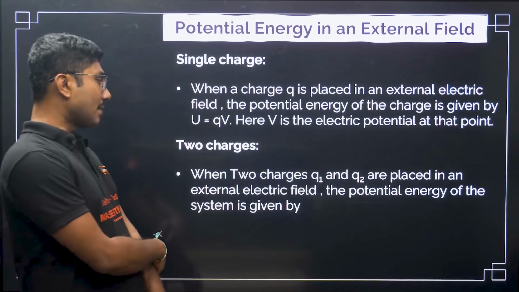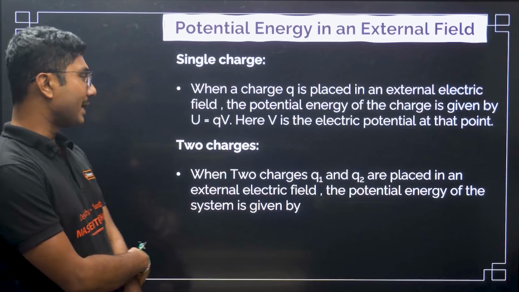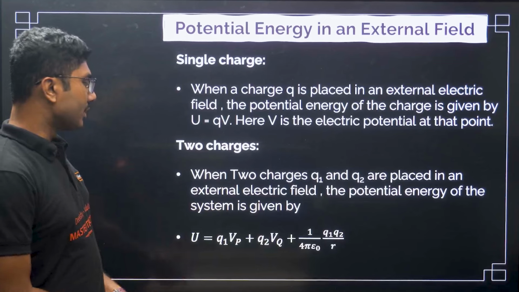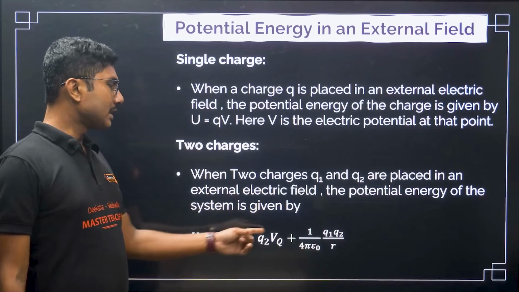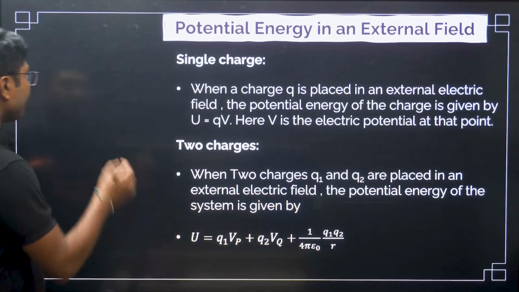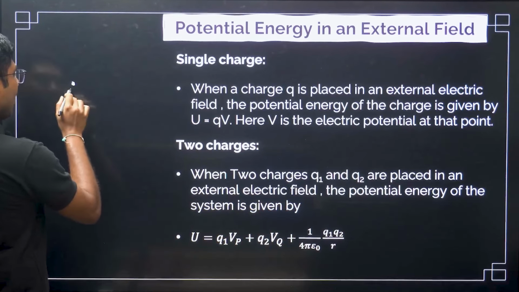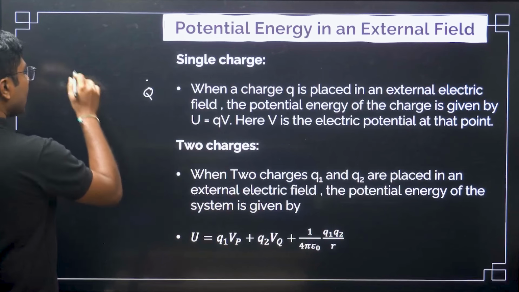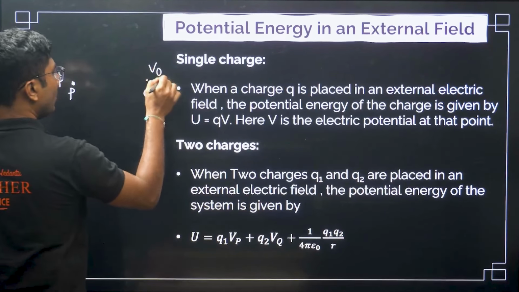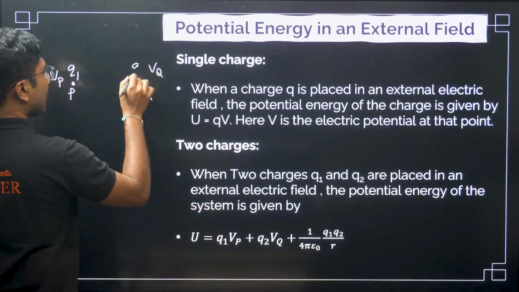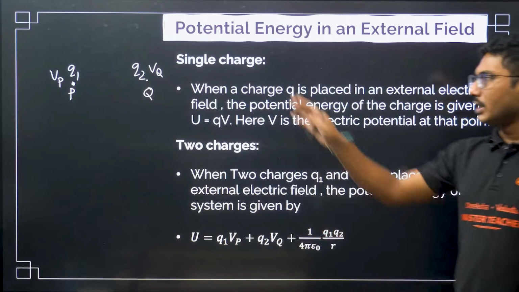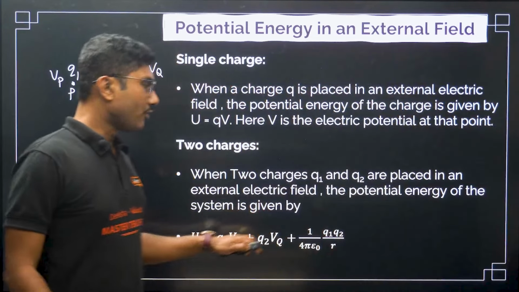Two charges, what about two charges? When two charges Q1, Q2 are placed in an external electric field, the potential energy of the system is given by U equals Q1 Vp plus Q2 Vq plus 1 by 4 pi epsilon naught Q1 Q2 by R. What is the meaning of that? Suppose we have two points P and Q. Here the potential is Vp, here the potential is Vq, the charge kept here is Q1, the charge kept here is Q2. Then this is the formula for total potential energy of the system. Important for numerical questions.